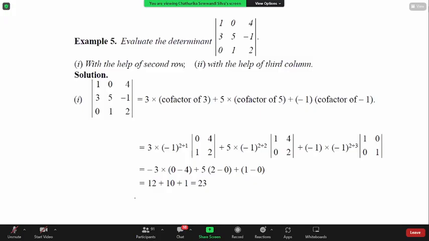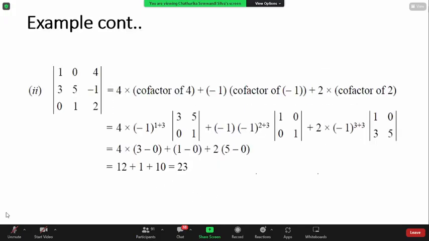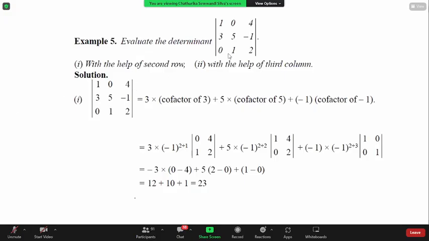Right. So here you can see: evaluate the determinant. Evaluate the determinant with the help of the second row. With the help of the third column. So now they have shown you what the determinant is when you evaluate it with respect to the second row.